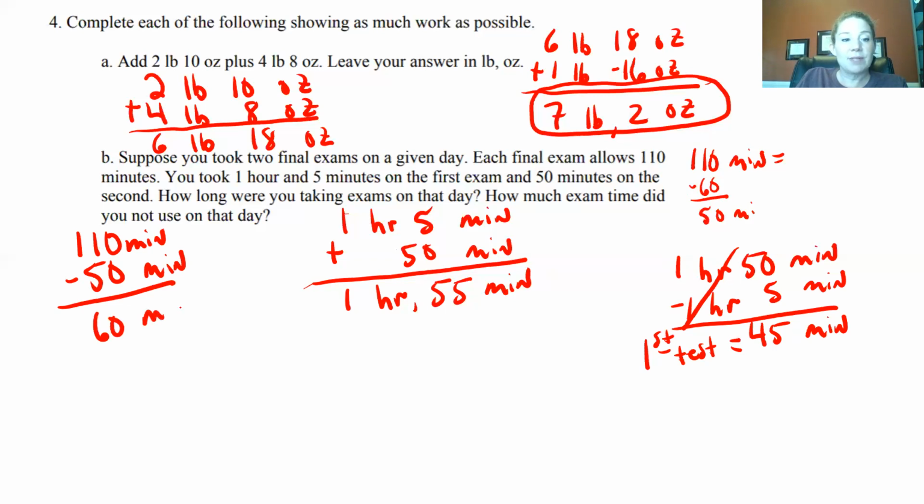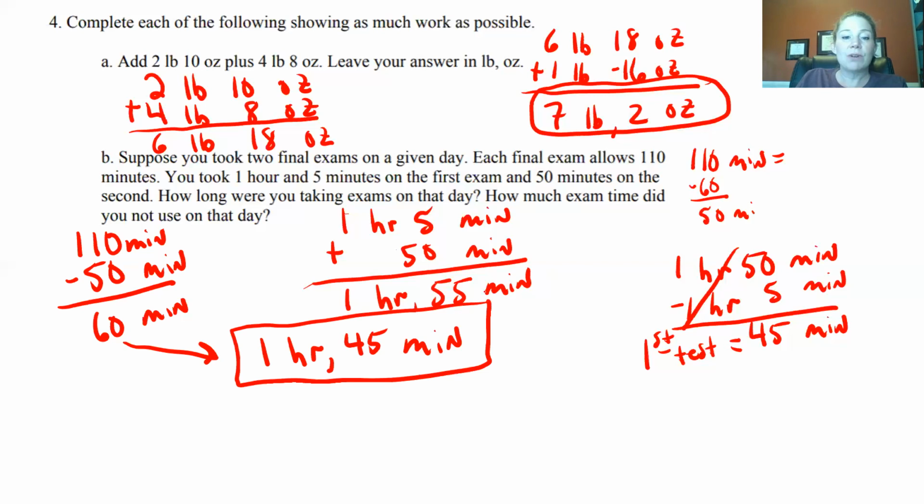Well, what does that mean? What is 60 minutes equal to? 60 minutes is equal to an hour. So basically, what I had left over was 1 full hour. This is my 1 full hour, 1 hour and 45 minutes of extra time. I could have used an hour and 45 minutes more time than I actually used to take my tests. Okay, so this is the first answer. This is the second answer.